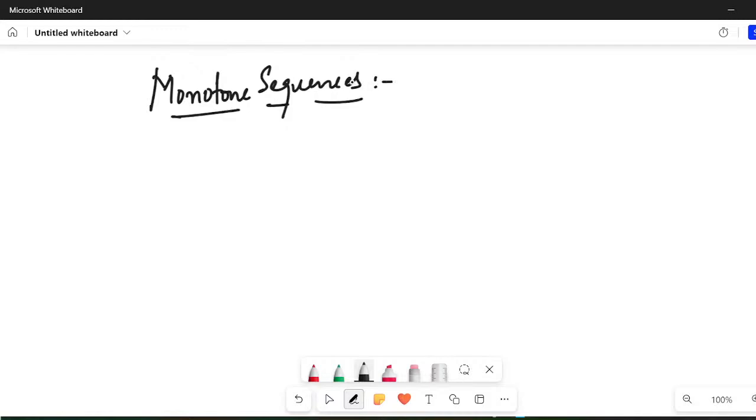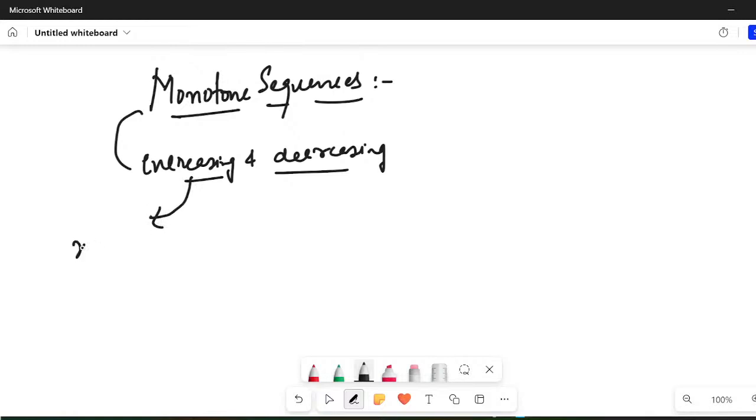Let us start with monotone sequences. We say that a sequence is monotone if it is either increasing or decreasing. So for a sequence to be monotone, it should be either increasing or decreasing. If I'm saying that a sequence is increasing, that implies that xn should be less than xn plus 1 for all n belongs to natural numbers. And if I'm saying that my sequence is decreasing, then xn must be greater than xn plus 1 for all n belongs to natural numbers.